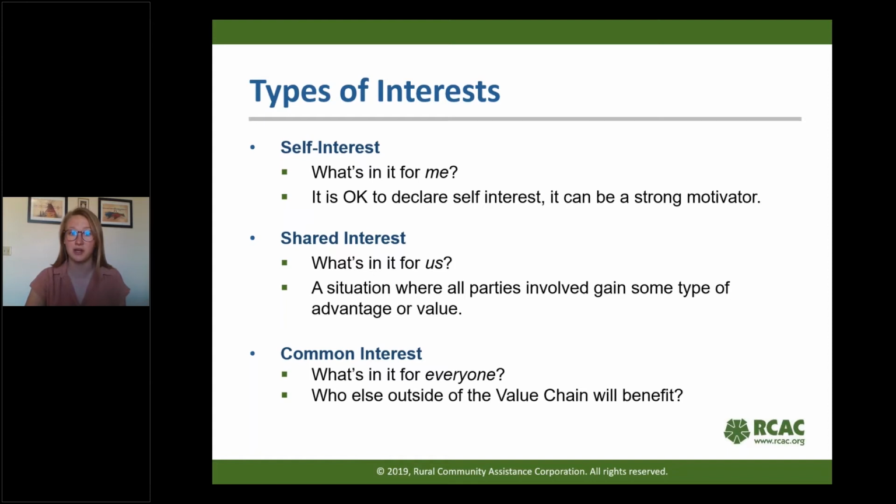Next, we look at shared interest. This is where we ask, what's in it for us? This is a situation where all parties involved gain some type of advantage or mutual benefit. It's a win-win situation for everyone. The third type of interest is common interest. This is where we ask, what's in it for everyone? Here, we look at the benefits outside of the value chain to see how the community as a whole might benefit.